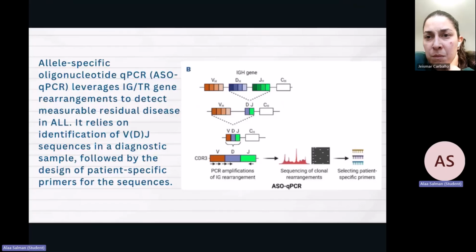Moving on to allele-specific oligonucleotide qPCR, or ASO qPCR, which we can see in the picture next to it, is how it's done. It leverages Ig and TCR gene rearrangements to detect MRD in ALL. It relies on identification of VDJ sequences in a diagnostic sample, followed by the design of patient-specific primers for the sequences.